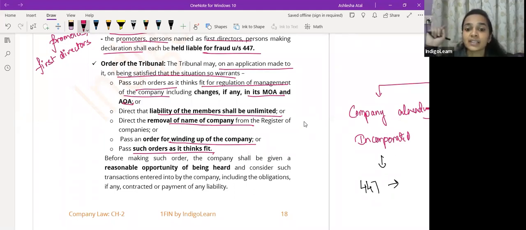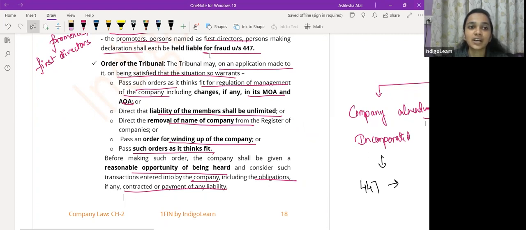But before passing any such orders, the company shall be given a reasonable opportunity of being heard and consider such transactions which are entered into by the company, including obligations of any contracted or payment of any liability. So अगर company ने already कोई transactions कर लिए है तो before passing any orders the tribunal has to consider all of those things. मतलब पहले तो company का representation, उसके अलावा any transactions which have been entered by the company or any other obligations which have been contracted by the company shall be taken into account by the tribunal before the tribunal is passing its orders.